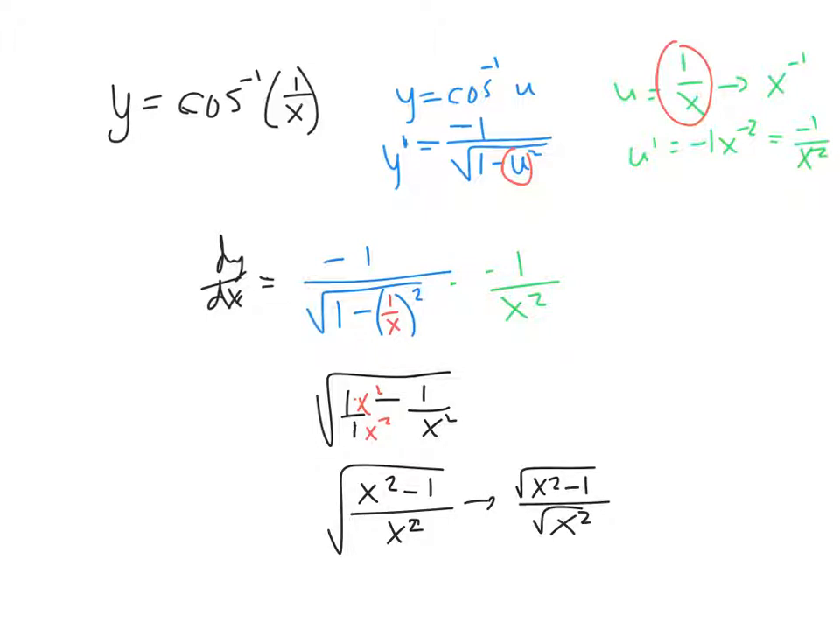So putting all that together, I end up with a negative 1 times a negative 1 in the numerator, which is going to give me just a positive 1 over, I've got this x squared that I'm going to put out front, and then my entire radical here I have now rewritten as square root of x squared minus 1 over square root of x squared.